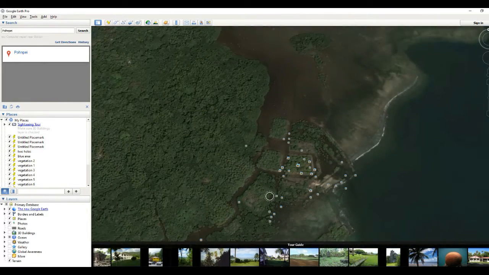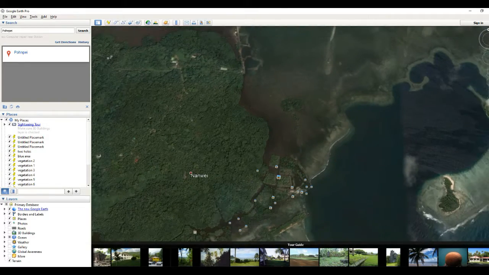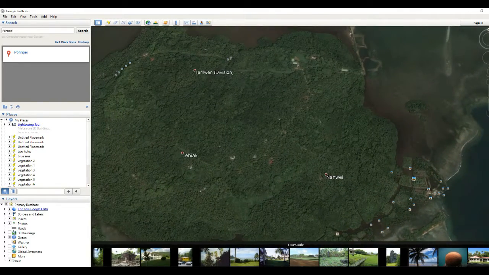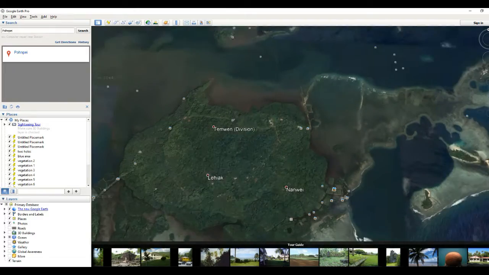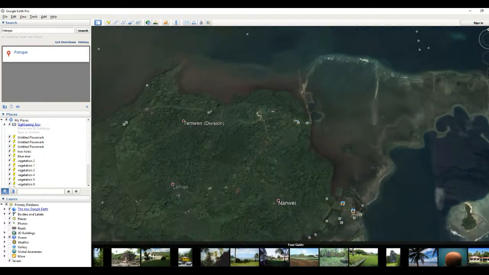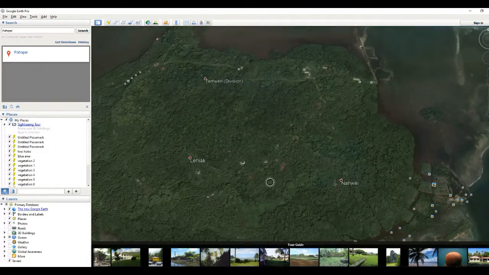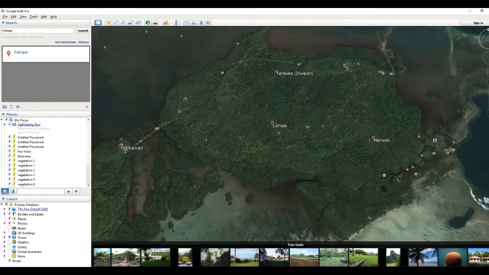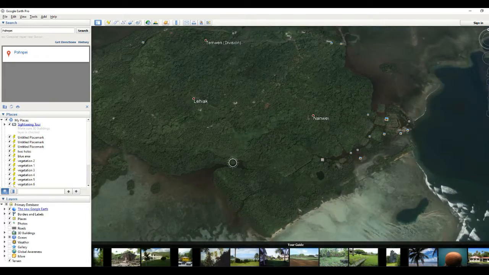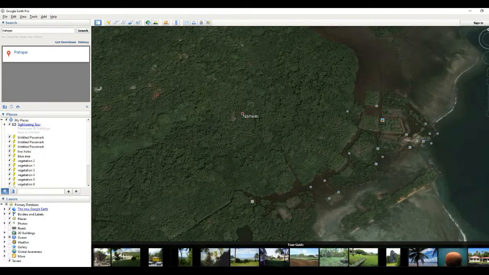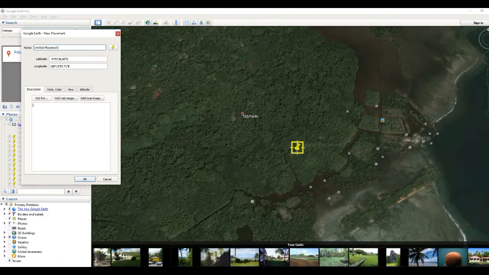These are very easy to find. Just type in Pohnpei, and you go to the east. Maybe I'll do a landmark. Help you out. This isn't really cooperating all that much, so.